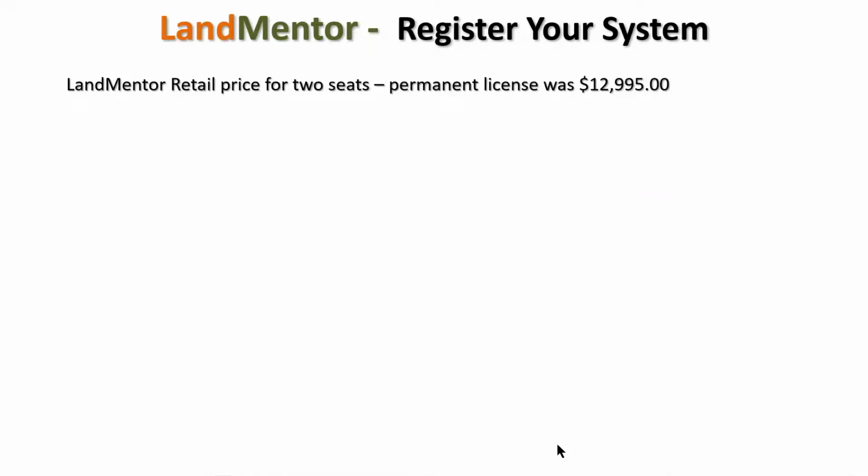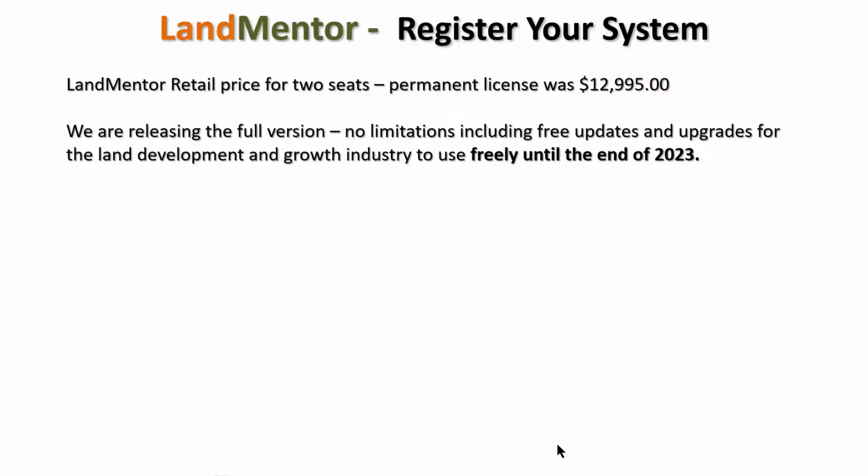Before we released the system for free, the retail price of 2 seats for a permanent license was $12,995. But we decided that we wanted to release this to the world to eliminate the complexity of CAD, change the land development industry, help cities regulate better, and help everybody present better with more accurate information. This is out there for anybody to use freely until the end of 2023. We may extend that. The more users we get once we start a subscription, the lower the price will be.